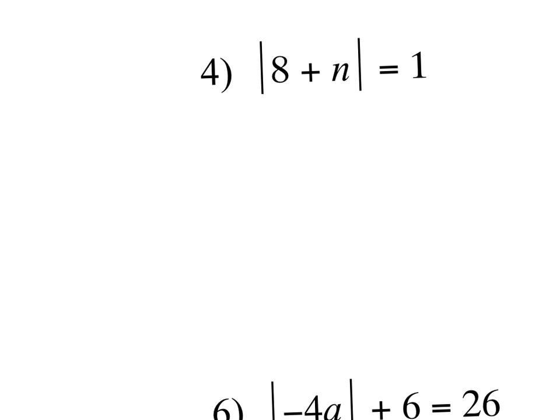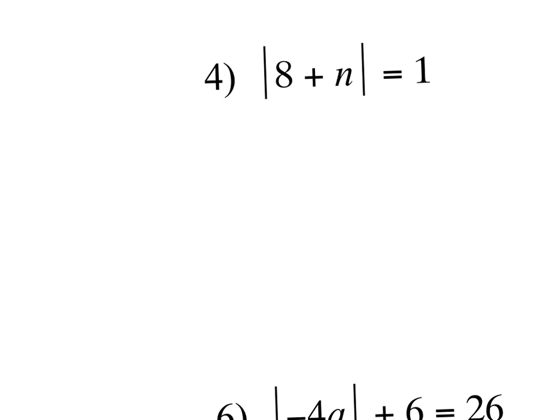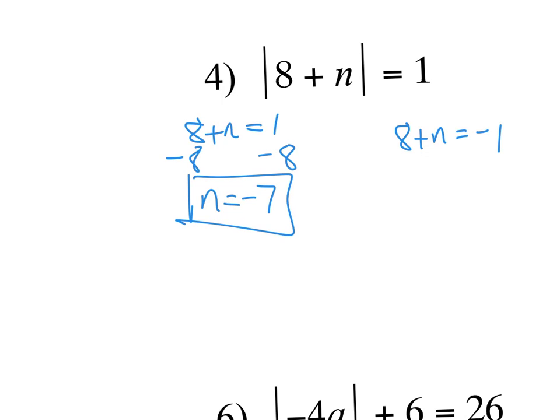Doing this problem, we can write that 8 plus n is equal to 1, and 8 plus n is equal to negative 1. So subtracting 8 from both sides, n is equal to negative 7, and subtracting 8 from both sides here, n is equal to negative 9. So those are our two answers.